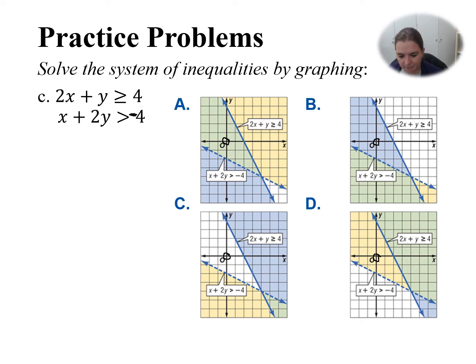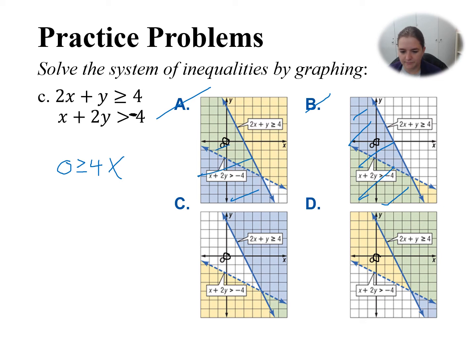If I plug in (0, 0), the origin, into the first equation, let's make the colors match. The first equation is shaded with blue, so I'll do blue. I should have 0 is greater than or equal to 4. Well, this one is false. So I know that the blue shaded region should not include the origin. Right now I can knock out A and B, because A and B show that the origin is part of the solution set for that blue shading.